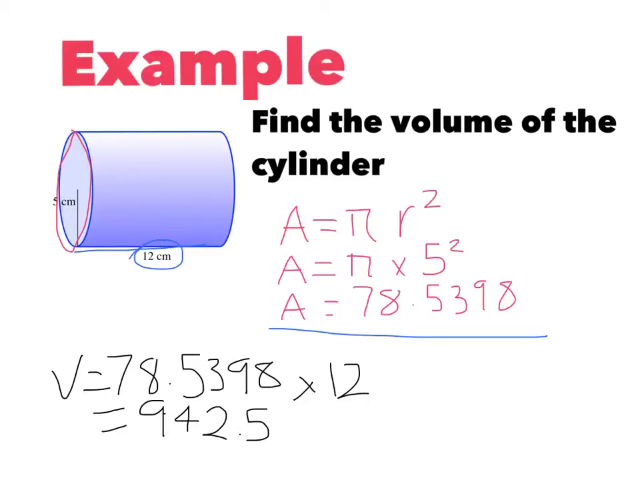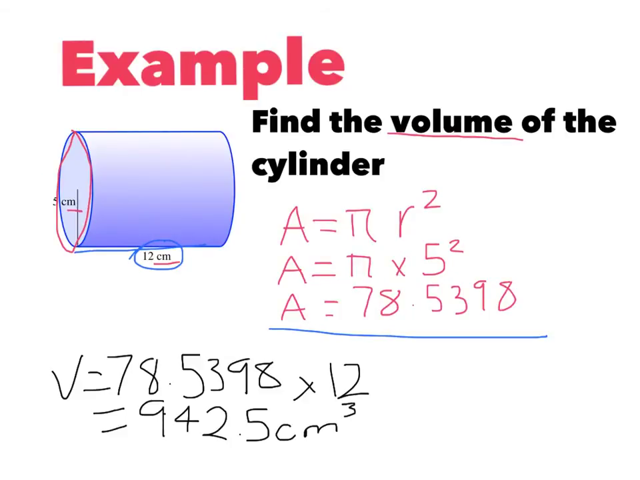Now, 942.5 what? It's been given in centimetres, so my answer goes in centimetres, and then it's volume. Okay, volume is in cubes or cubic measurement. So it could be in centimetres cubed, metres cubed, kilometres cubed, but there's always a little 3 above it to represent it is in cubes and it is indeed volume. And it is literally as simple as that, guys. That is working out volume of a cylinder.